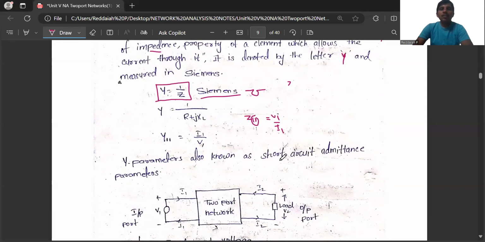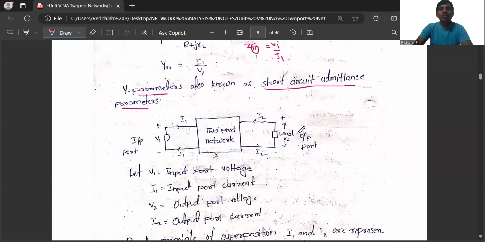The Y parameters are also known as short circuit admittance parameters. In impedance parameters, we did open circuiting, whereas in Y parameters, we do short circuiting. Previously, one port was open circuited, and from that we calculated the impedance parameters. For Y parameters, we short circuit the load terminal and the voltage supply terminal. Input port is short circuited, output port is short circuited, and after that we calculate the Y parameters.